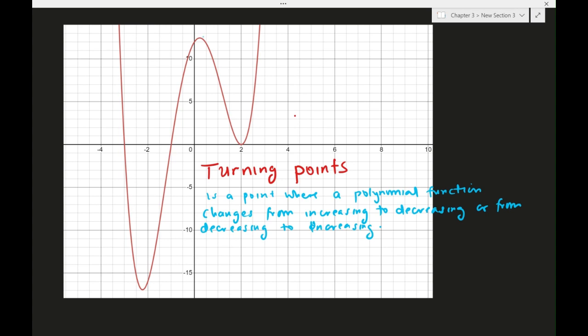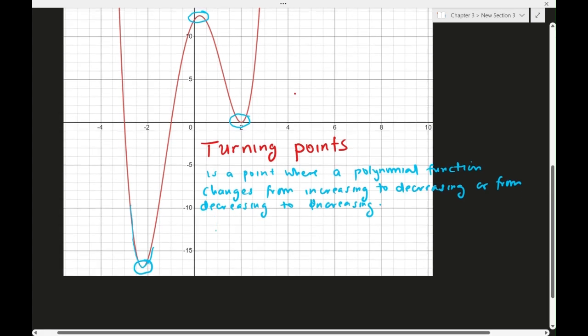So just like the graph here, we can see at this point the graph changes from decreasing to increasing. So this is one turning point. And here we can see this is another turning point, and here another turning point. Some textbooks call it local extrema, local maxima and minima. Now, the essence of this short video is to give you a formula for finding the number of possible turning points that a graph should have.